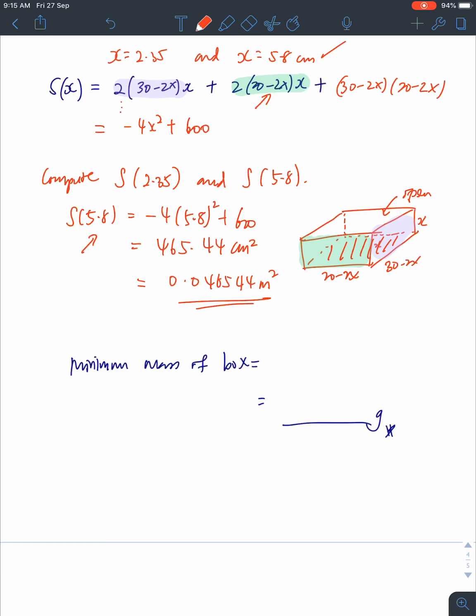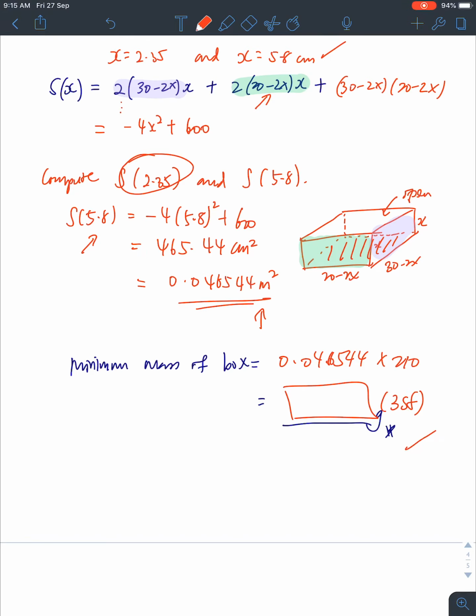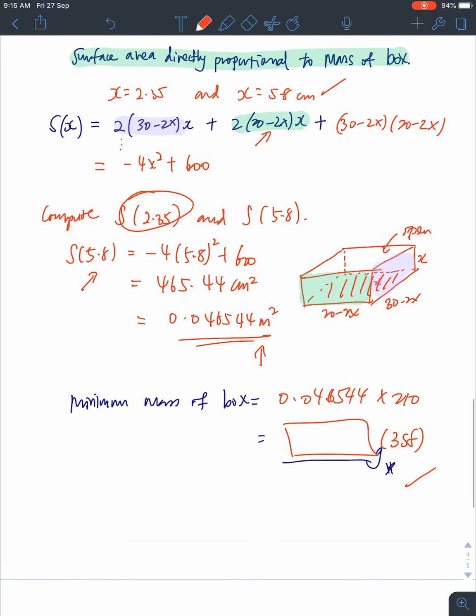If you were to do it diligently for x equals 2.35, you realize that the answer is larger than this answer over here, and that's not what we want, because we want the smallest surface area, which gives us the smallest mass of the box. So the minimum mass of the box is 0.046544 multiplied by 210. Press this out on your own and you should get this answer. Correct it to 3 SF and you are done. So that's the end of the question.